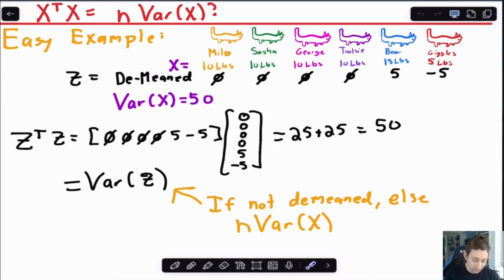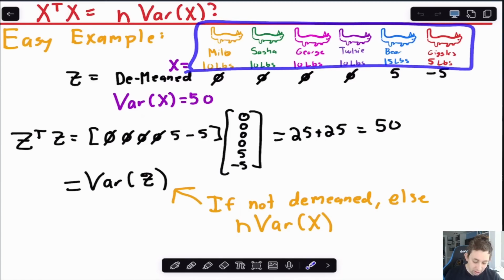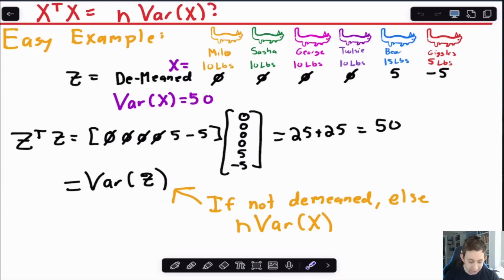Okay, so a natural question is, I made this claim that X'X is n times the variance of x. And so now I want to show that intuitively. The way I'm going to show that is I'm going to take this example with cats and their weight from before. The only difference, to make this a little easier on myself, is I'm going to take the demeaned version. The mean of the weight of cats in my sample is equal to 10. And so if I demean it, this is going to be 0, 0, 0, 0.